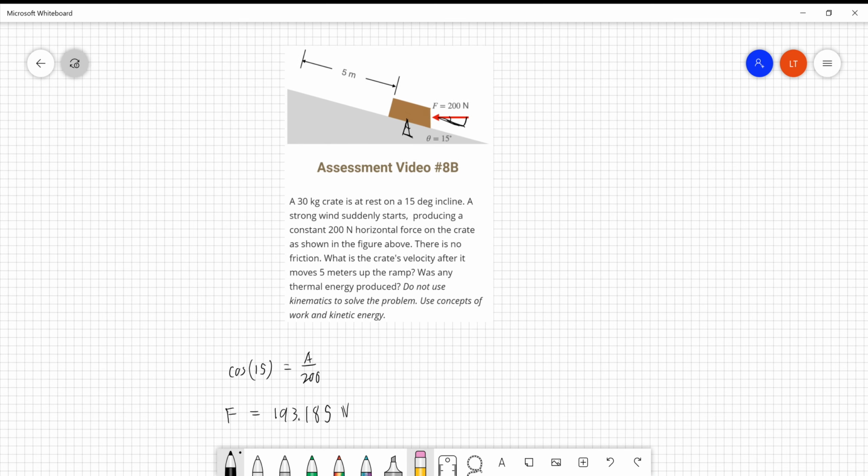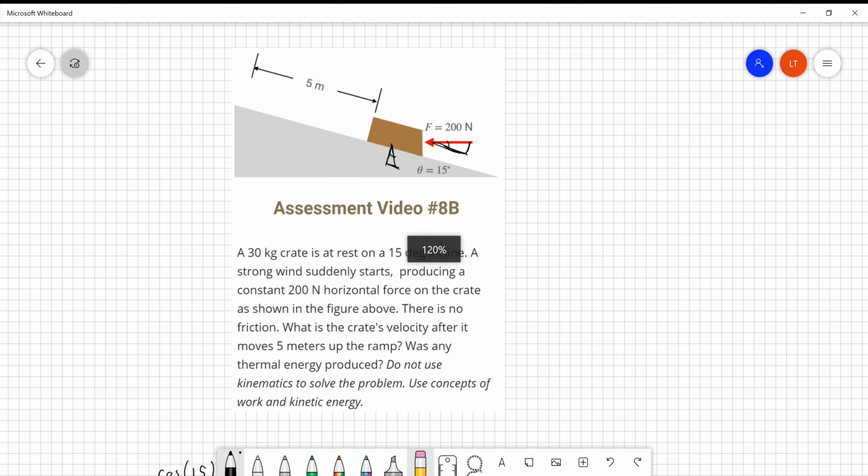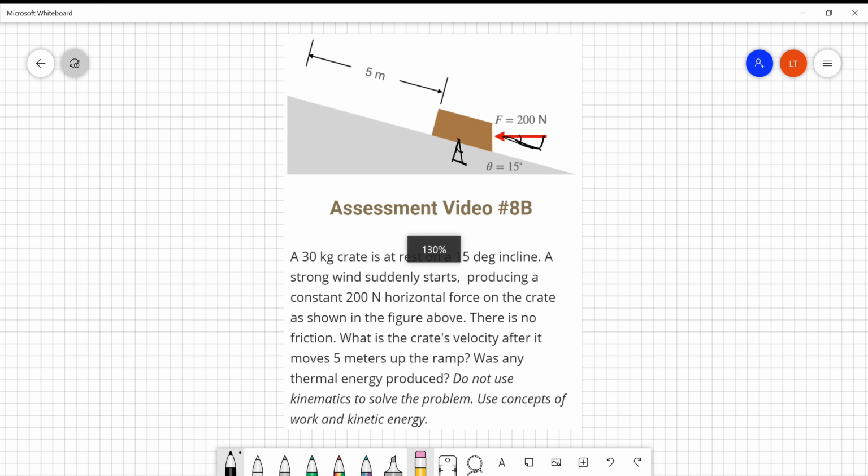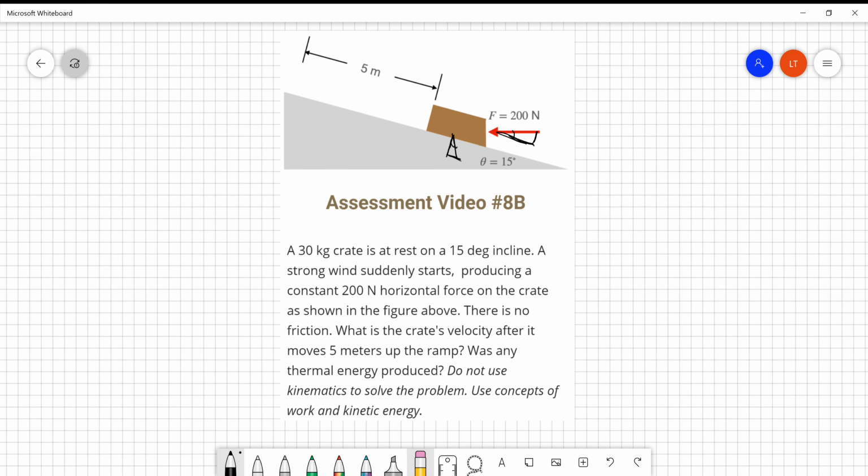Okay, so for this video, the question is that there is a 30-kilogram crate at rest on a 15-degree incline, and a strong wind starts, and it suddenly starts pushing horizontally on the crate with 200 newtons of force, and there is no friction on the ramp. And we need to find the velocity of the crate after it moves 5 meters up the ramp. And we're supposed to use energy and work and not kinematics.